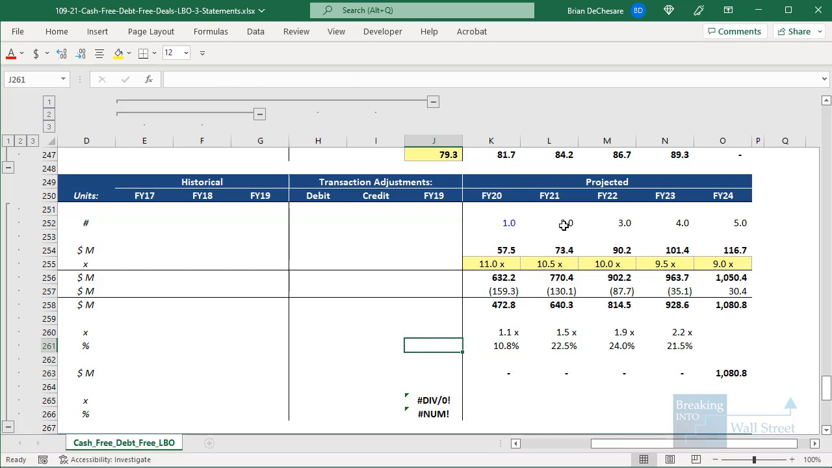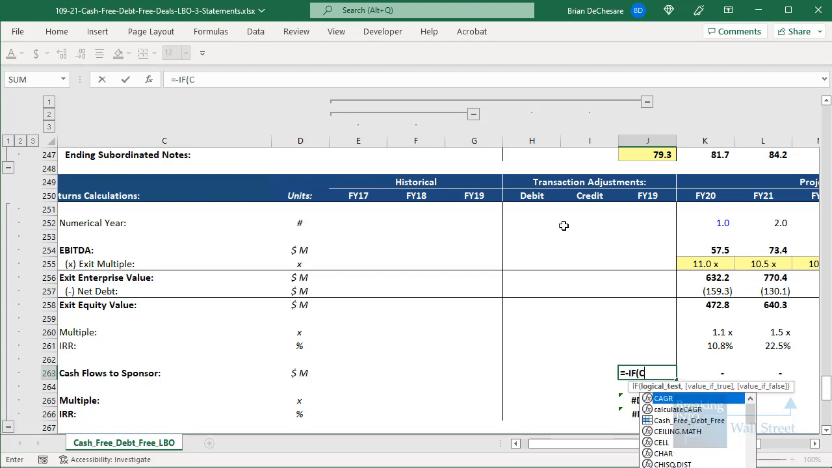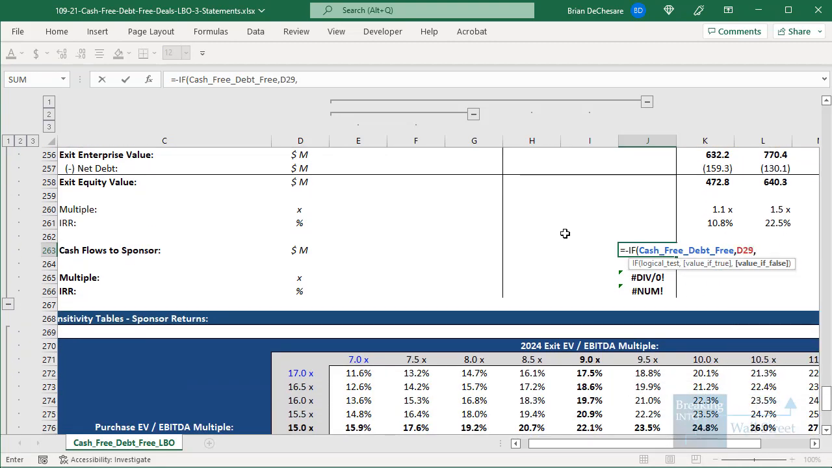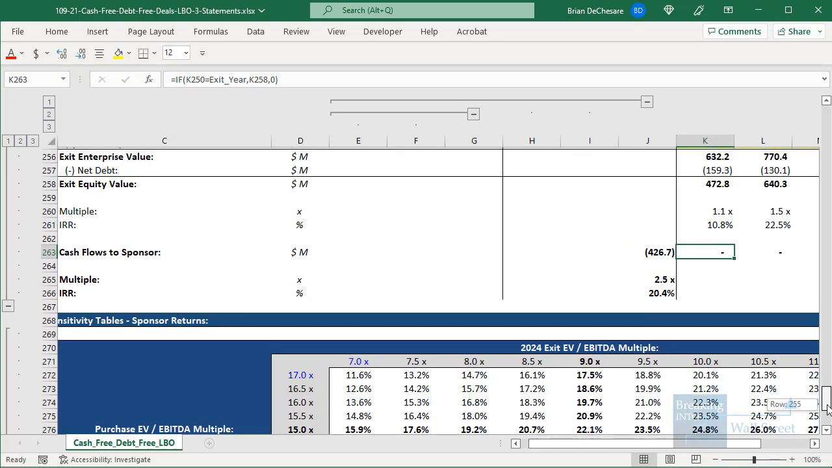We have that. And then for this line about the cash flow to sponsors, this is also quite straightforward. If cash-free, debt-free, then we're going to link to cell D29 for the investor equity, otherwise D40, and now we have this. Does any of this actually make a difference?